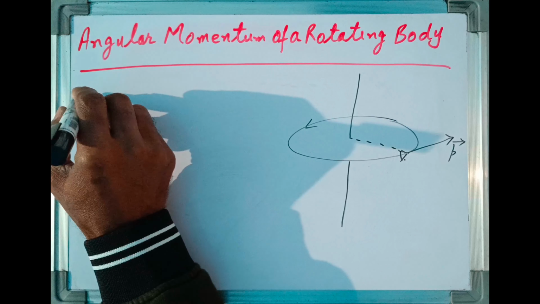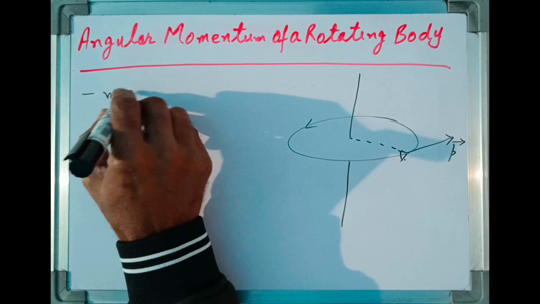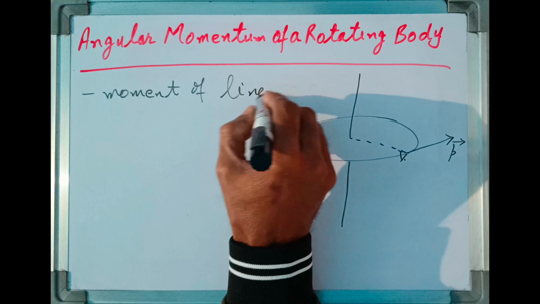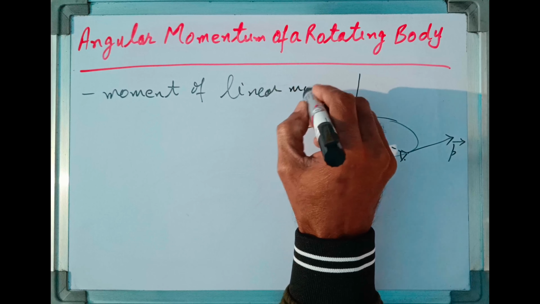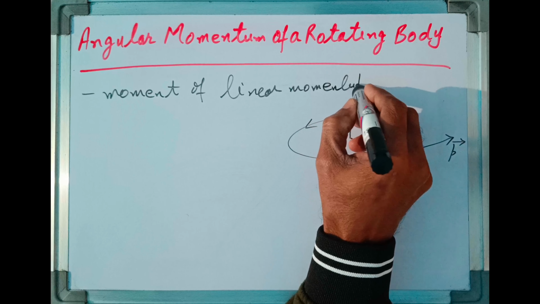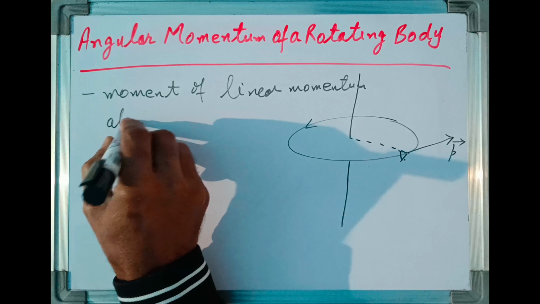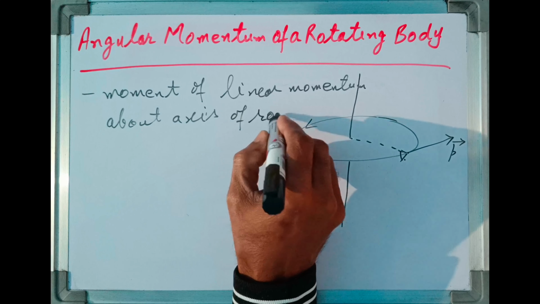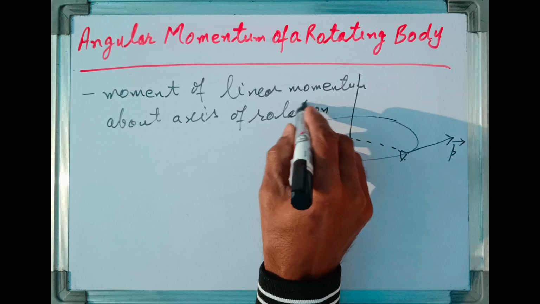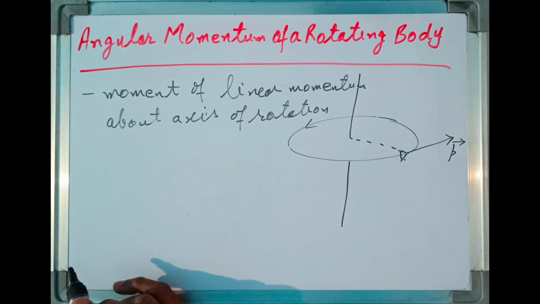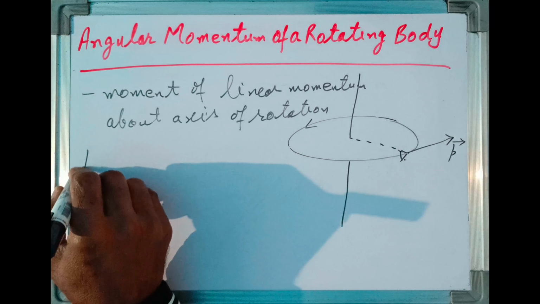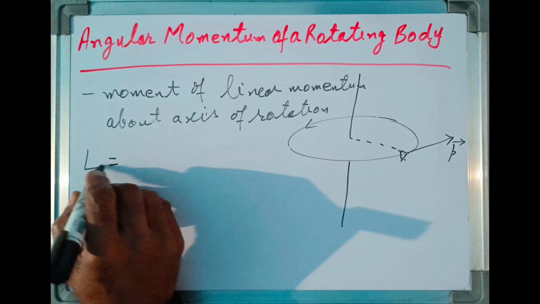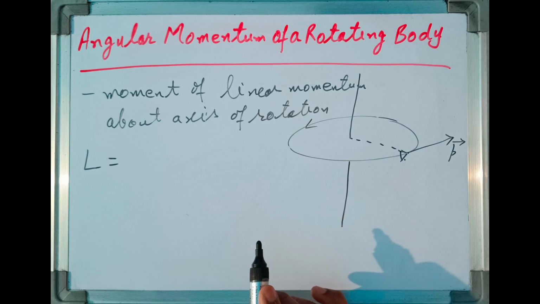So we can define angular momentum as the moment of linear momentum about the axis of rotation. This is the definition of angular momentum, and it is denoted by capital letter L. Its magnitude can be calculated by using this definition of angular momentum.